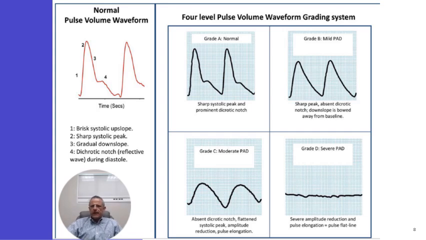So here on this slide, we have in the top left corner a normal waveform. We then start to get some broadening and decrease in the peak, which is mild disease. There is then the type C, where we get moderate peripheral arterial disease, and severe, where the waveform is really flattened almost to non-existent.